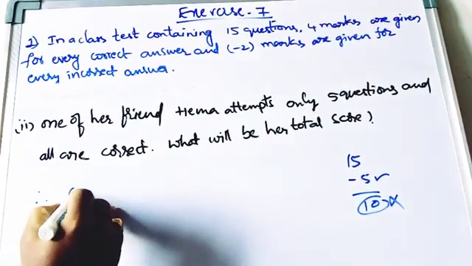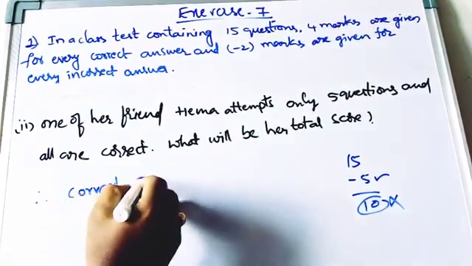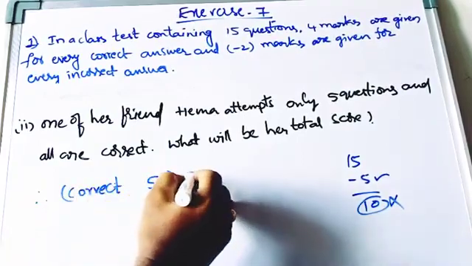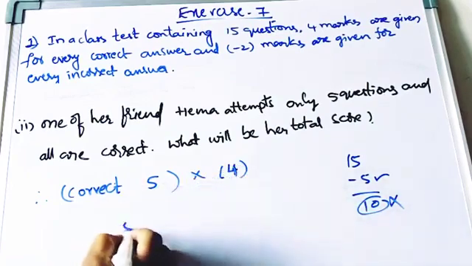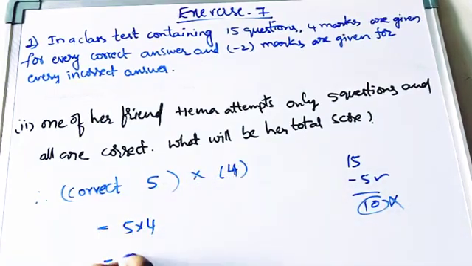Therefore, she did correct answers only 5. So we are awarding 4 marks for each correct question. So that is 5 into 4, which is equal to 20 marks. Now Hema's score is 20 marks.